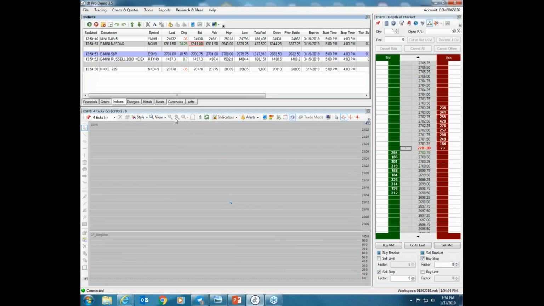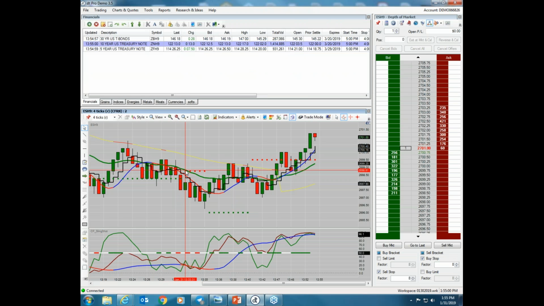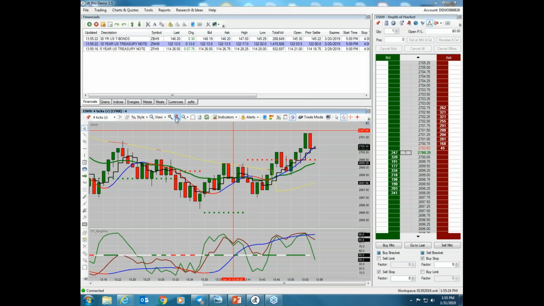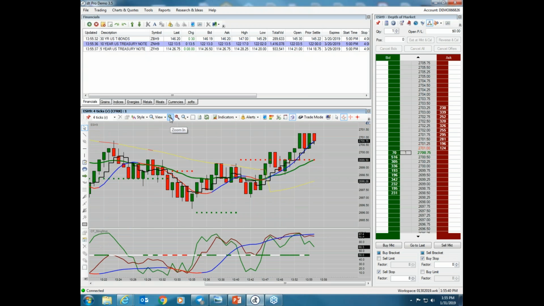So we're going to go back to the indices. Okay, we're back to the S&P. Are we trending? Notice how I zoom out. Right now, I think we're stuck in a range. I know we're starting to make some higher highs, but let's do it anyway, because I want to show you some progress in the DOM. I don't want anyone to touch anything on the DOM. I just want you to watch.